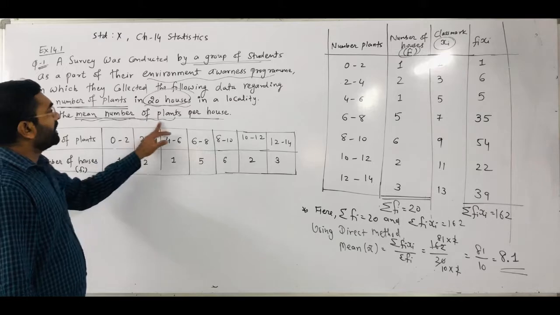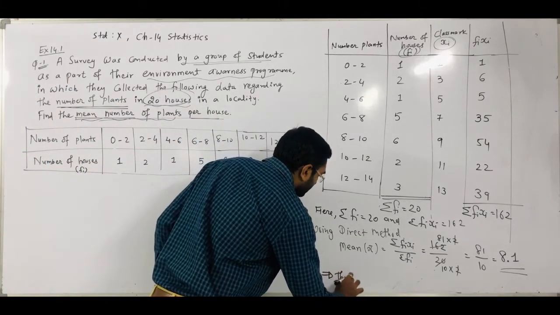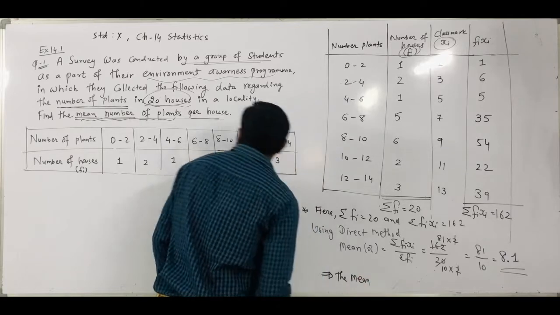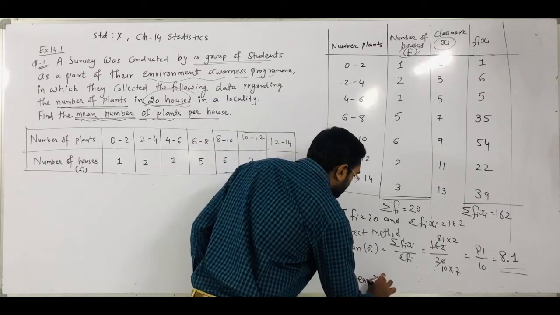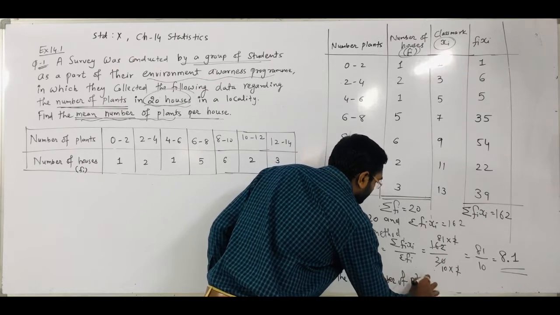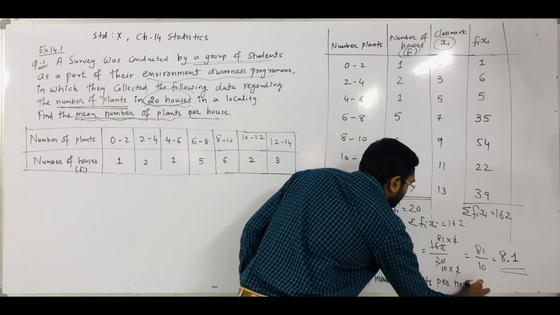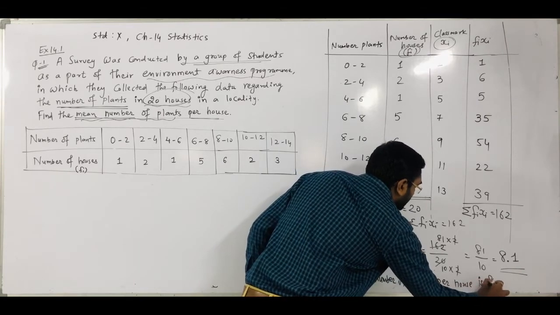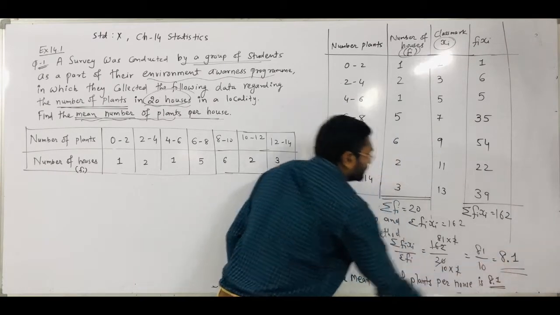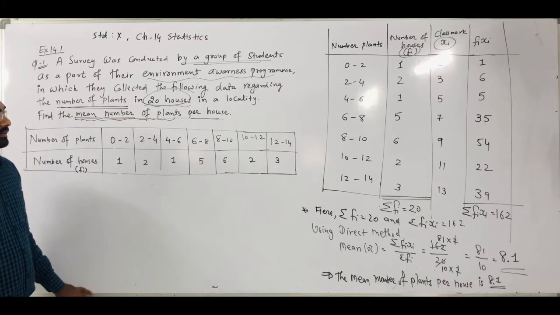Right? So we can write our answer in statement form: the mean number of plants per house is 8.1. That is how we can find the mean using the direct method. Okay.